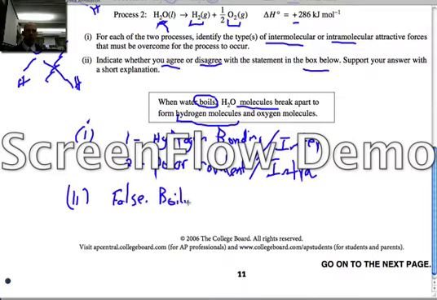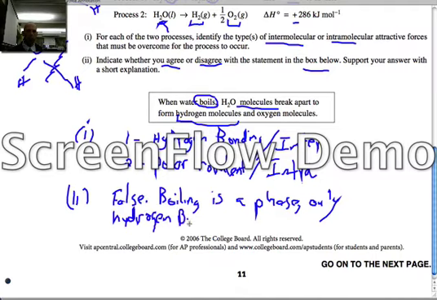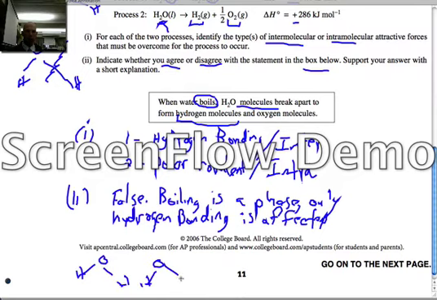Boiling is a phase change. Only hydrogen bonding is affected. So what I mean by that, when you boil, you have water molecules, and the only bond that is affected is right there, the interbond.